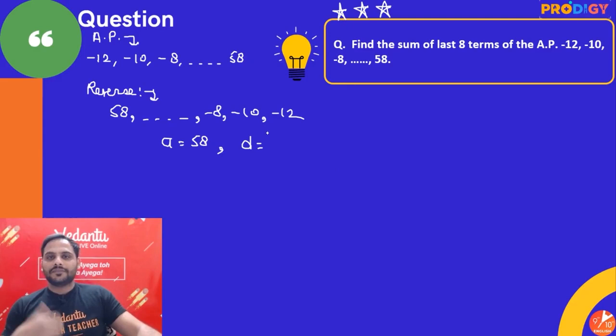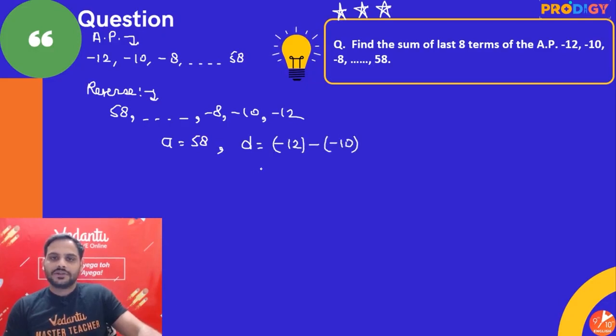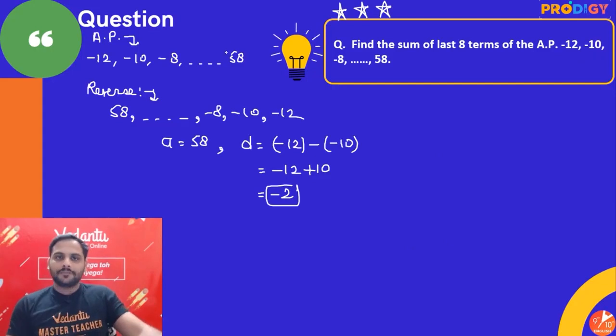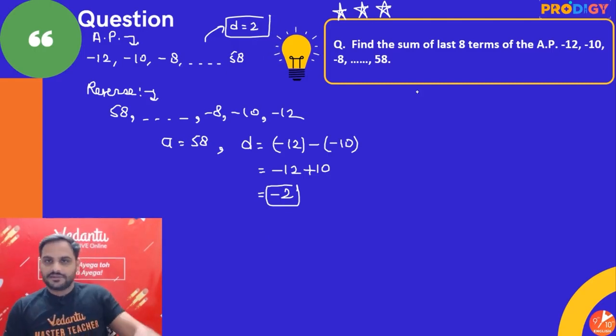D will be any term minus the previous term. So you can say last term minus the second last term, so it will be minus 12 plus 10, which is minus 2. Common difference is negative, which means the AP is decreasing. In the original AP the common difference is 2, so when you reverse the AP, the common difference becomes negative.